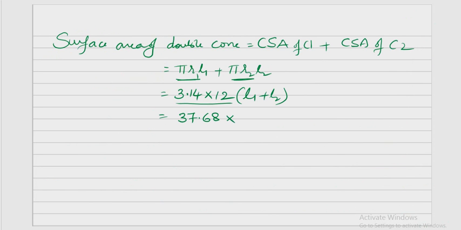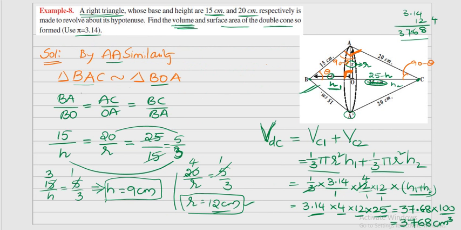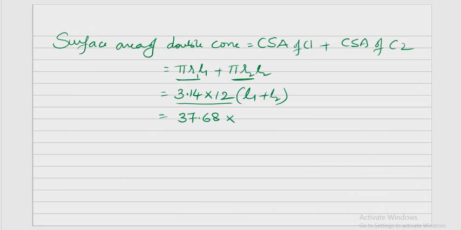37.68 into, so what about L1 and L2? This is L1 and this is L2. What is that? 15 plus 20. So this is 15 plus 20. So what am I going to get? 37.68 into, 15 plus 20 is 35. So doing the multiplication again, 37.68 into 35.